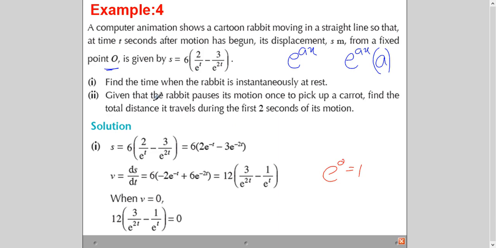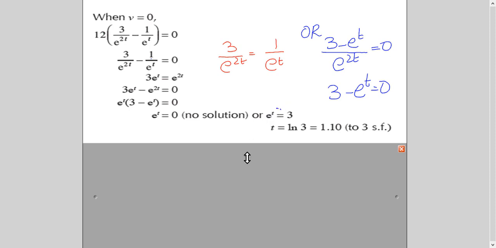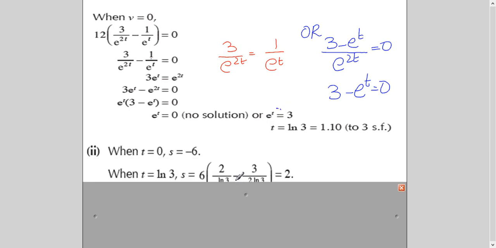Last part, given that the rabbit pauses its motion once to pick up a carrot, find the total distance it traveled during the first 2 seconds of its motion. First 2 seconds of its motion. Now, here you know, okay, the rabbit is taking a turn before 2 seconds. Can you see 1.10 is less than 2?